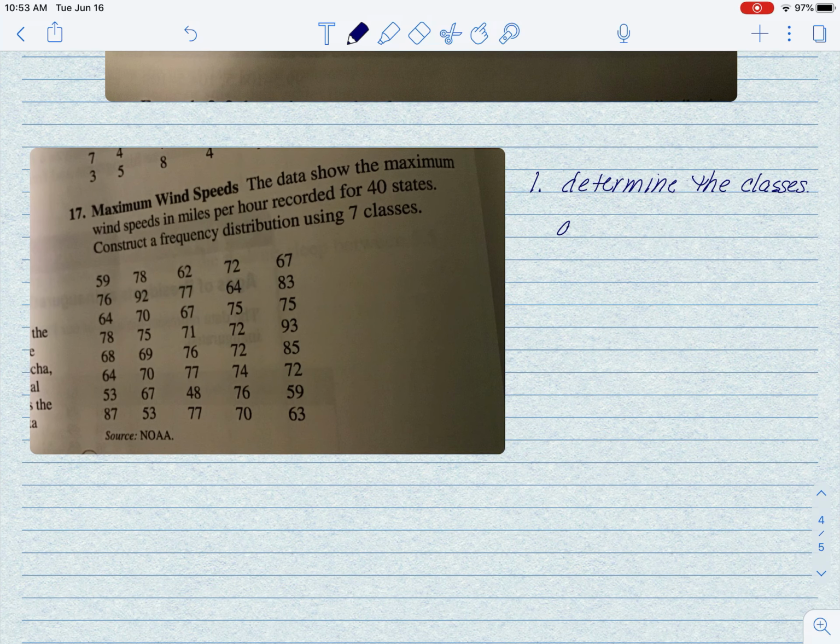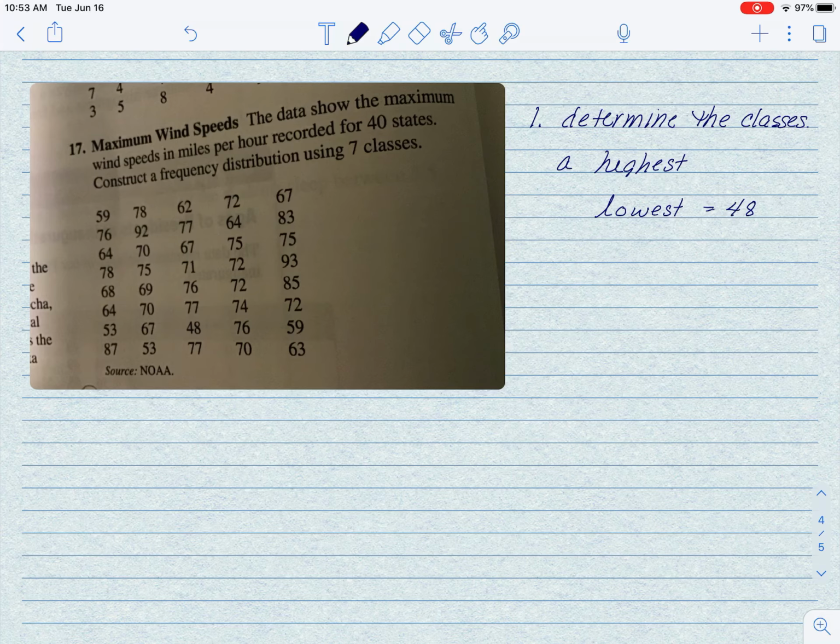Now we want to find the highest value. So we're looking in the first column. There's a 50, 79. The biggest value is 87, but there's a 92. So we're looking for anything that starts with a 9 to see if there's any bigger number. And here's a 93. So the highest value is 93.